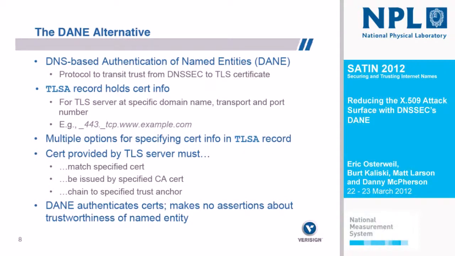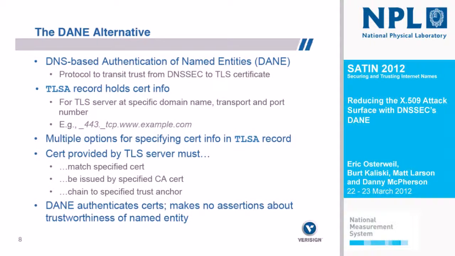TLSA, and the TLSA record holds certificate info, and you put the TLSA record at a particular domain name and there's a port and a protocol label as well. So in the example that I have, if you were going to connect to www.example.com over TCP to port 443, and if there were a TLS server there, if you're following the DANE protocol, you would look up a TLSA record at that domain name, and the TLSA record would tell you something about the certificate that you can expect, and you use the information in the TLSA record to authenticate the certificate that you get when you establish the TLS connection.